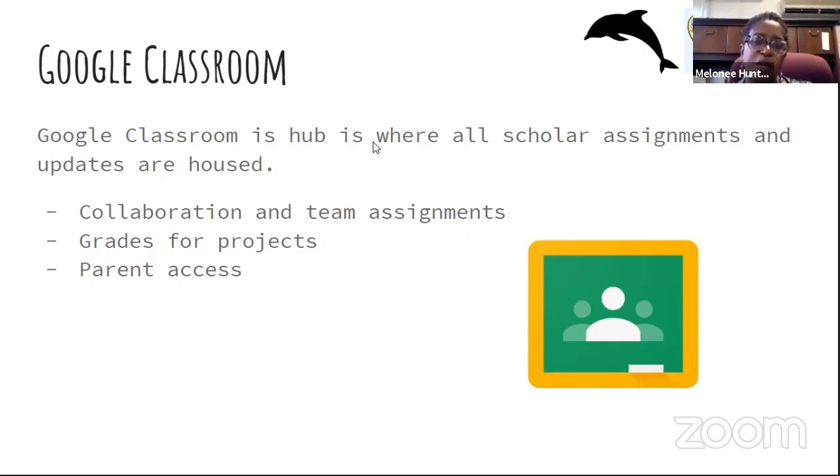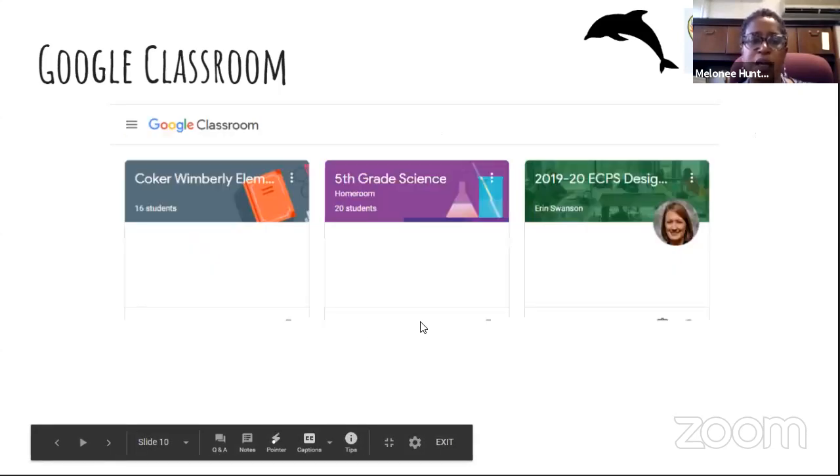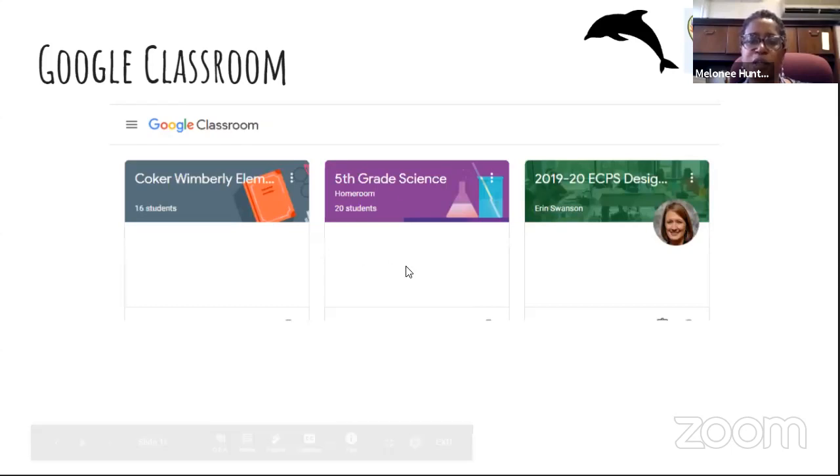So Google Classroom is a hub where scholars' assignments and updates are housed. This is where they can collaborate and finish or work on team assignments. Grades for projects are available there, and parents have access to the grades that are in Google Classroom. This is what a Google Classroom would look like.